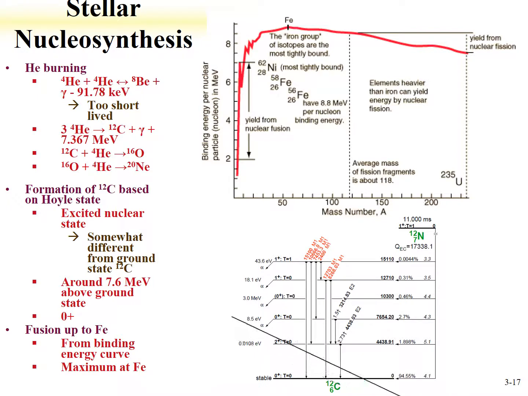Now, from this binding energy curve, we see that we can fuse elements together all the way up to iron and still get energy. What we're going to see is that above iron, fusion is no longer an operable route for obtaining energy and producing elements.